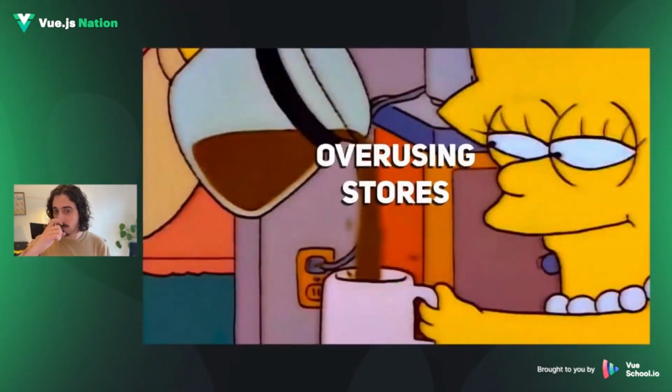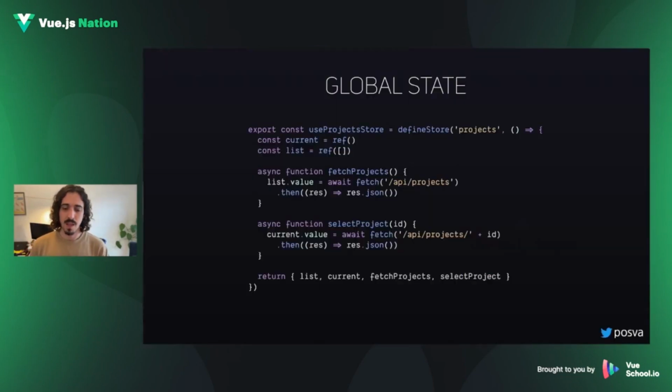Okay, now into my favorite topic, overusing stores. Now it might sound silly, especially coming from myself because I wrote Pinia to help people, but I still feel like we are overusing stores, and I think I do it myself too. We should not think about the store as the only place of global state. And I'm going to give you some more examples.